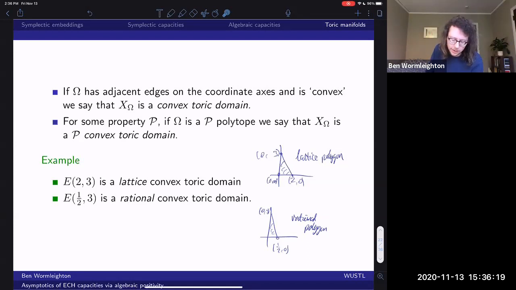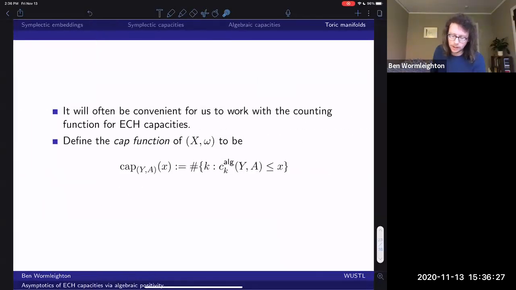And so we say that E of 1/2, 3 is a rational convex toric domain. It'll often be convenient in the following to work with this counting function, which has already come up in the example of ellipsoids I talked about earlier. We'll define the cap function of Y, A, to be just the counting function. It's counting how many k are there such that c_k^alg is bounded above by x. So it's just the counting function for the algebraic capacities.